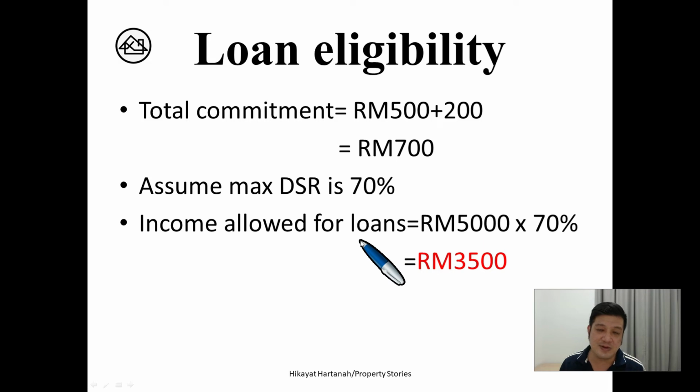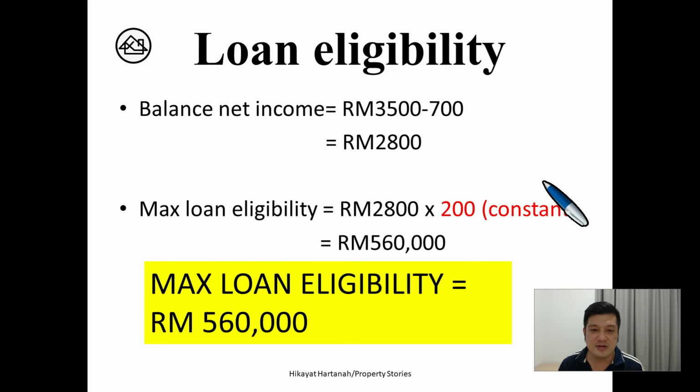So the income allowed, that means the total income allowed to borrow, is 5,000 times 70%, which is 3,500, as seen in this slide here. So what does this mean? 3,500. How much loan can I borrow? Loan eligibility is then calculated from the balance of the net income. Remember the 700 in the previous slide. So 3,500 minus 700. The balance is 2,800. So max loan eligibility is 2,800 times 200.